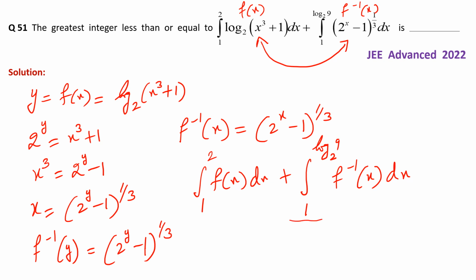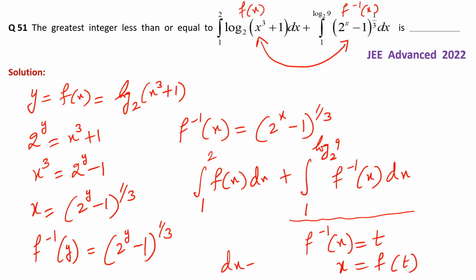Now I will simplify the second integral. I will put f inverse x equal to t. Now from here I can say x is equal to f of t. So I can say dx is equal to f dash t dt. I have just differentiated both sides of this equation with respect to t. Now students, we move further.